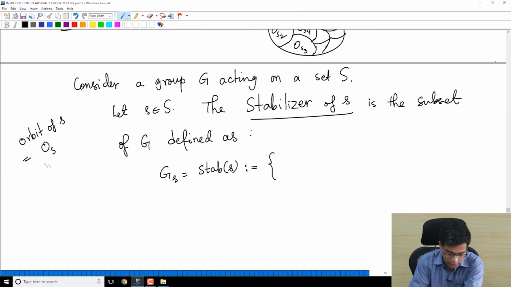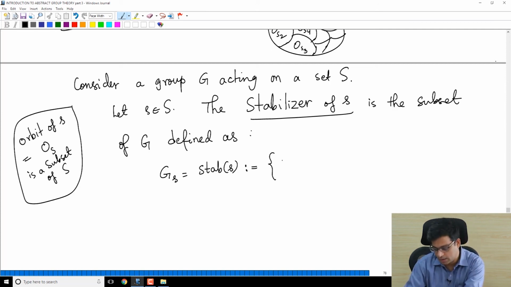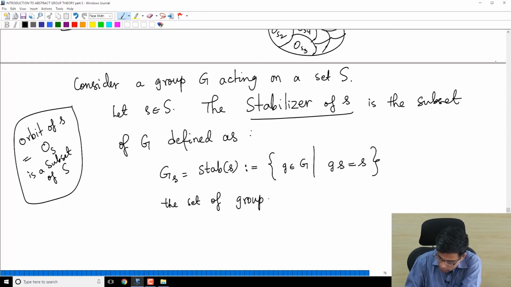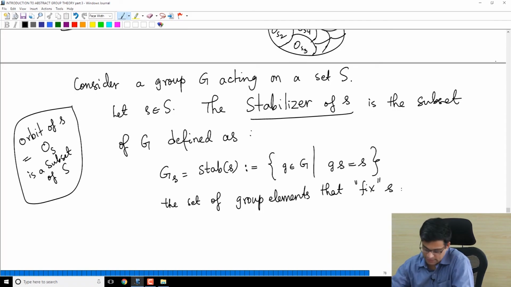Unlike the orbit, which is a subset of capital S, the stabilizer is a subset of G. In fact it is more than a subset, but as a first step we define it as a subset. It is all group elements that stabilize s. Think of this as stabilizing s. So g does nothing to s, g fixes s. So this is the set of group elements that fix s.